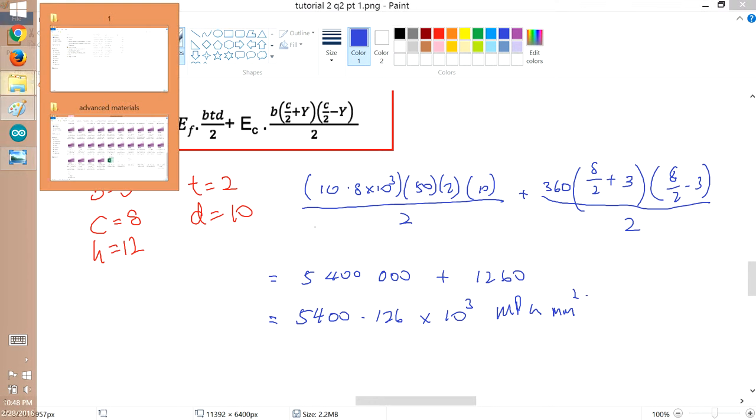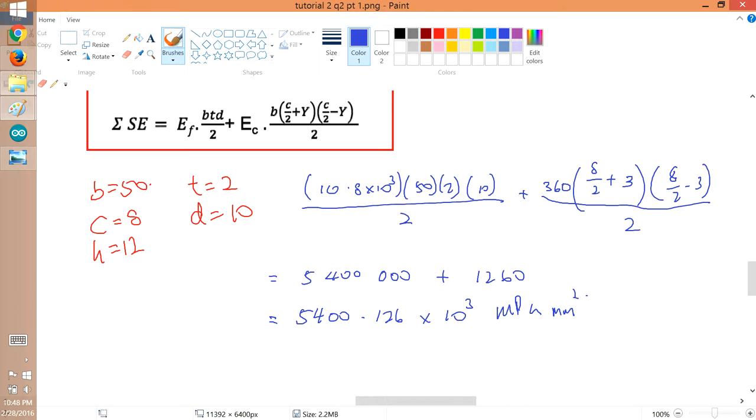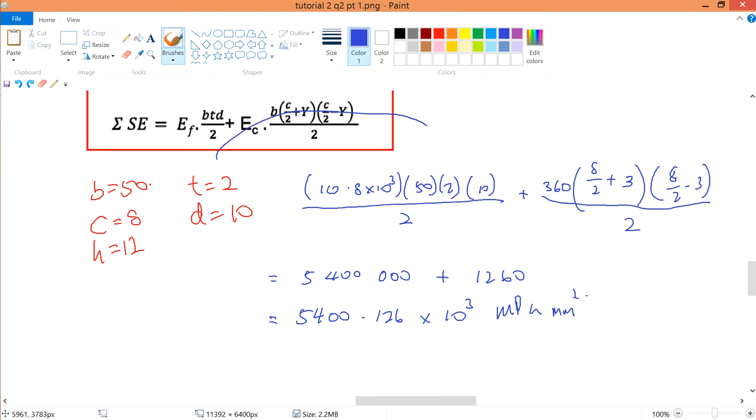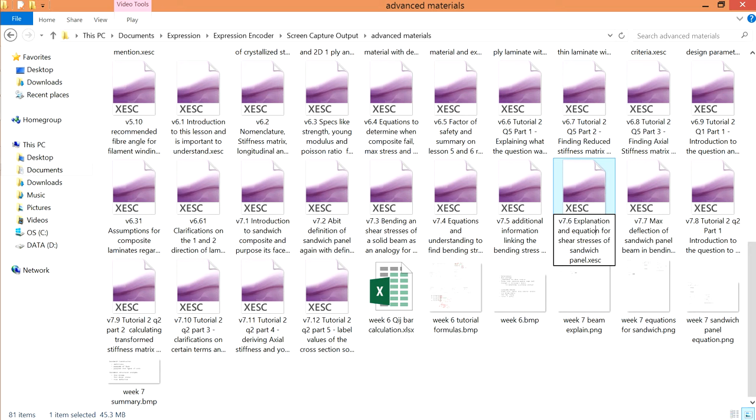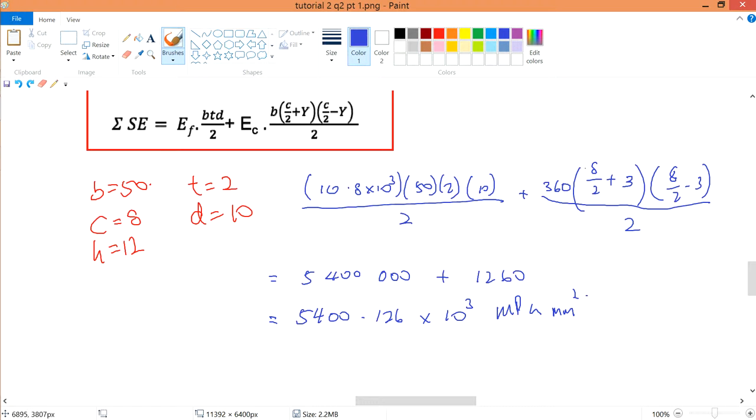And if you wonder how we get all the intervals and how we understand this, refer to my video V7.6, where we'll talk about the shear stresses of your sandwich panel and the maximum deflection. This will be a good video for you to understand the intervals between your y and the c, or whatever things that you're talking about.